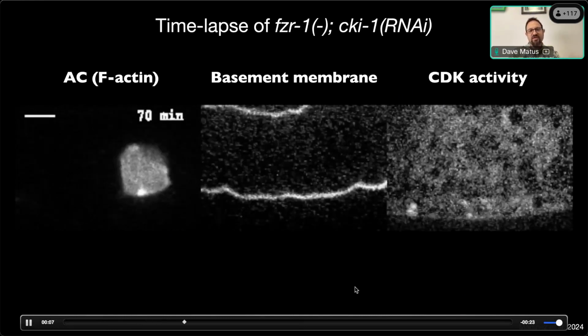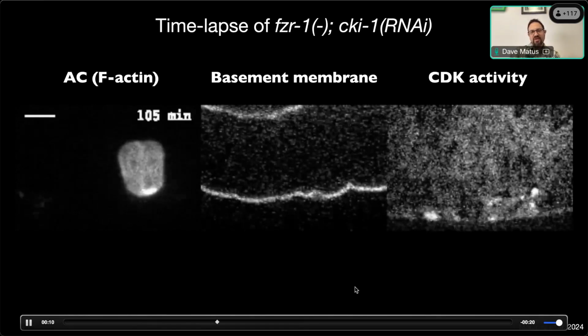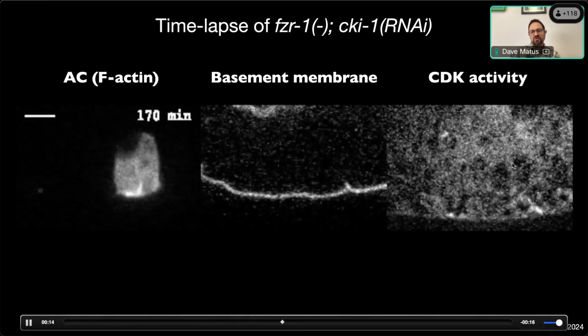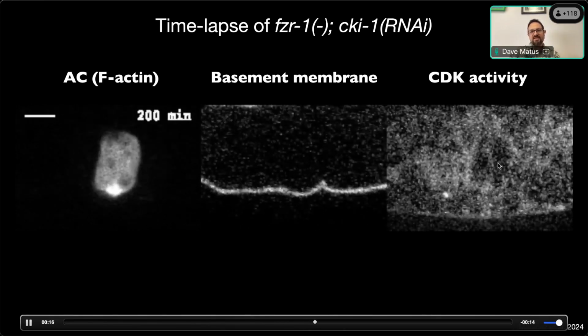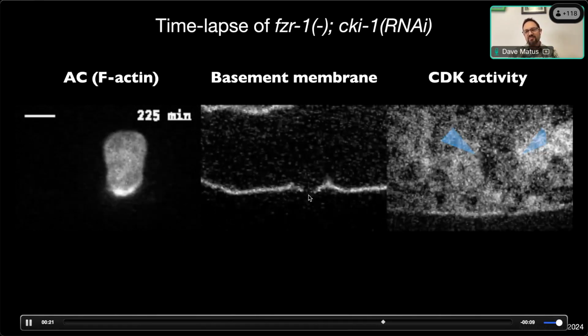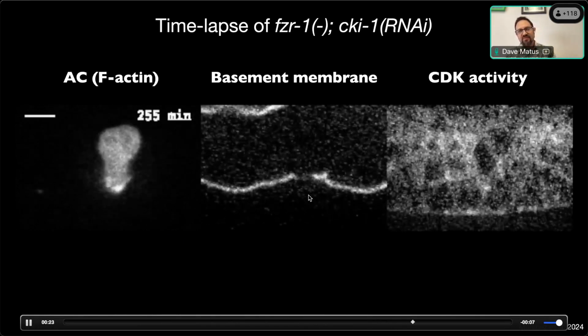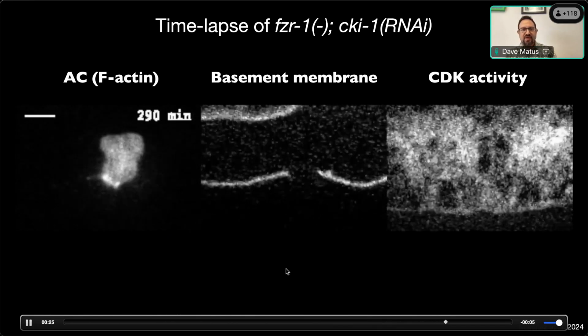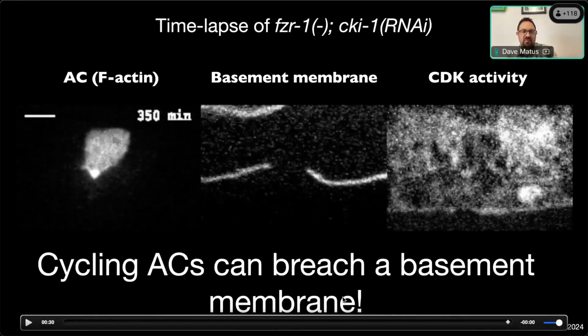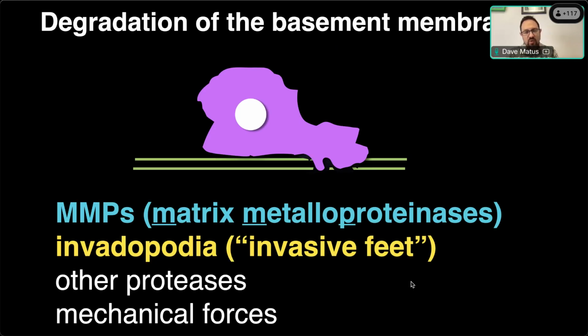So we've got these 2 anchor cells, and we're imaging over time. What we see in our CDK sensor is that the sensor is no longer nuclear localized. And so these ACs are in probably G2 when we first see this basement membrane gap. That means that cycling ACs, when we specifically target the cell cycle, can breach at any cell cycle state, breaking our dichotomy.